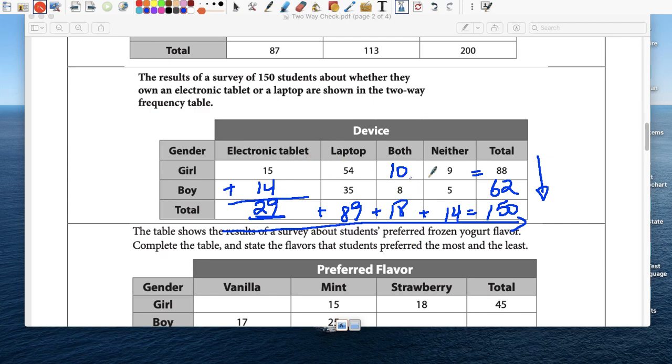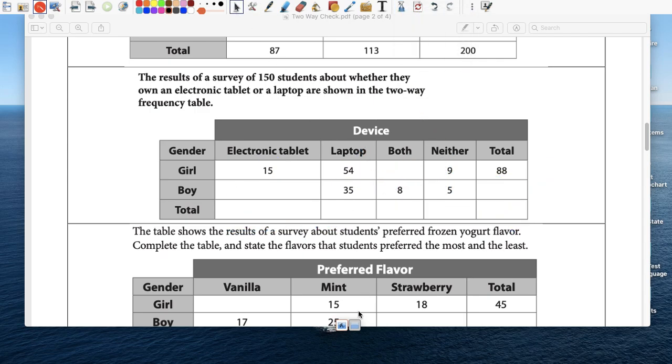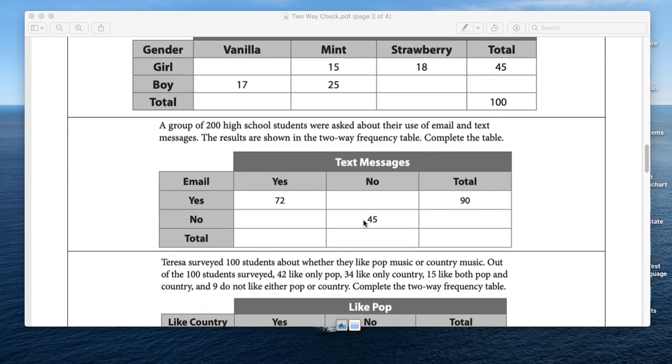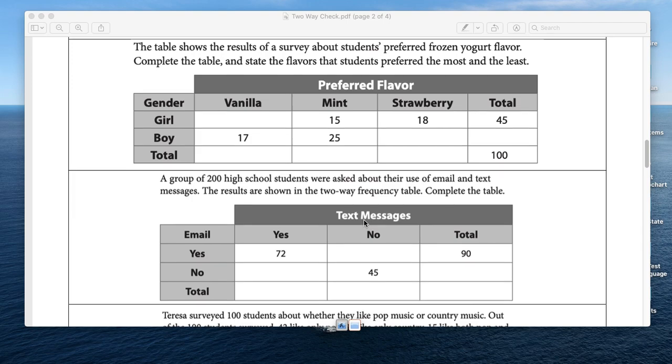Right? So there were a total of 88 girls, there were a total of 62 boys, that's what this says. There were a total of 150 people in the survey. 15 girls used a tablet, 54 girls used a laptop, 10 used both, and 9 used neither. You can read the same line for the boys. 14 used a tablet, 35 a laptop, 8 both, and 5 neither. All right, so tomorrow we'll talk about reading the graph and answering some questions based on the graph. Today we'll just fill it in.